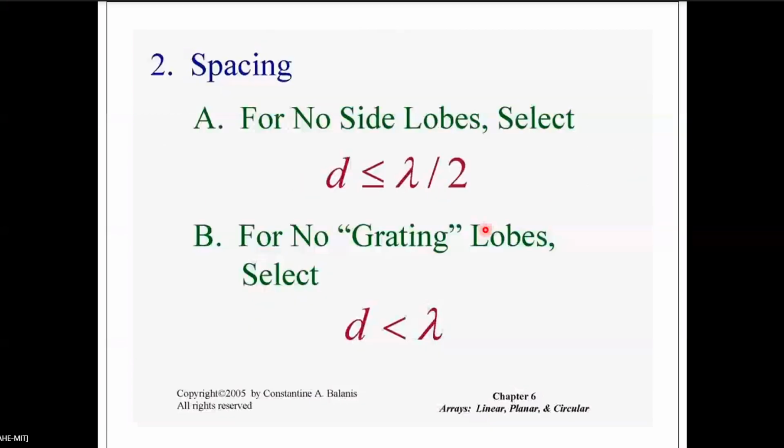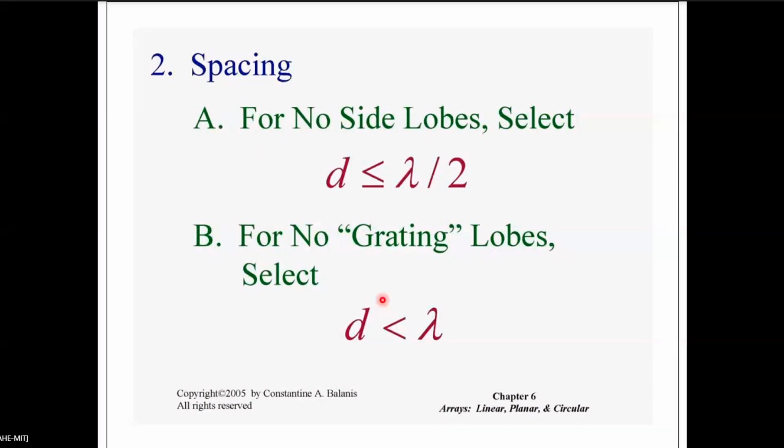See, the advantage is no side lobe for this binomial array. No side lobe at all. Only main lobe and back lobe, for d less than lambda by 2. For no side lobe, select d less than lambda. For no grating lobe, select d less than lambda.